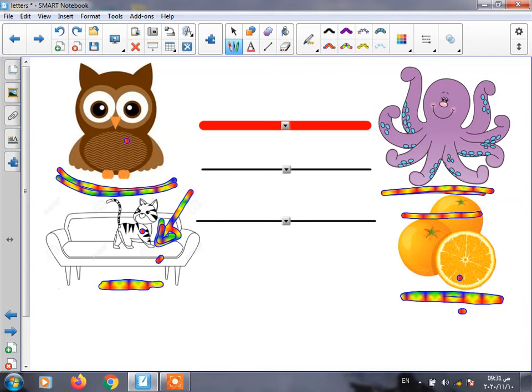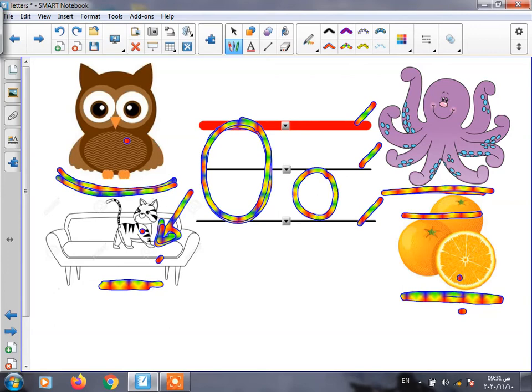Start with letter O. How can I write letter O? Big circle between three lines. How can I write sound O? Small circle between two lines. Letter O, sound O.